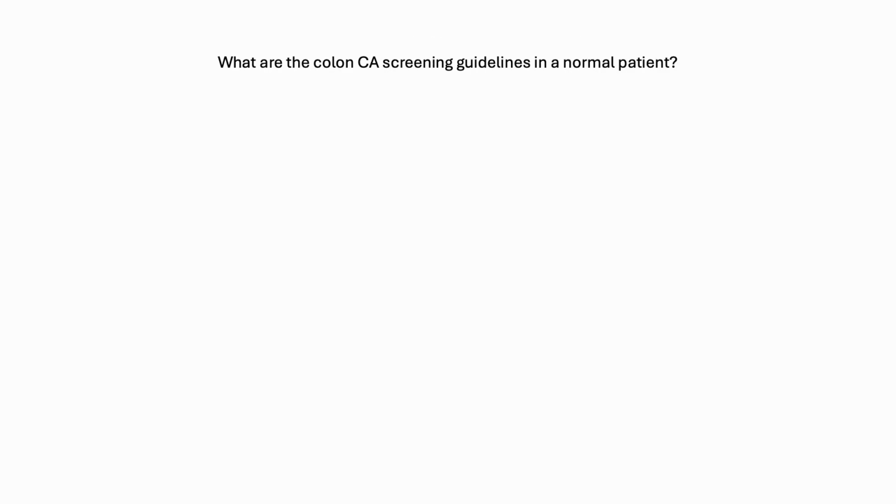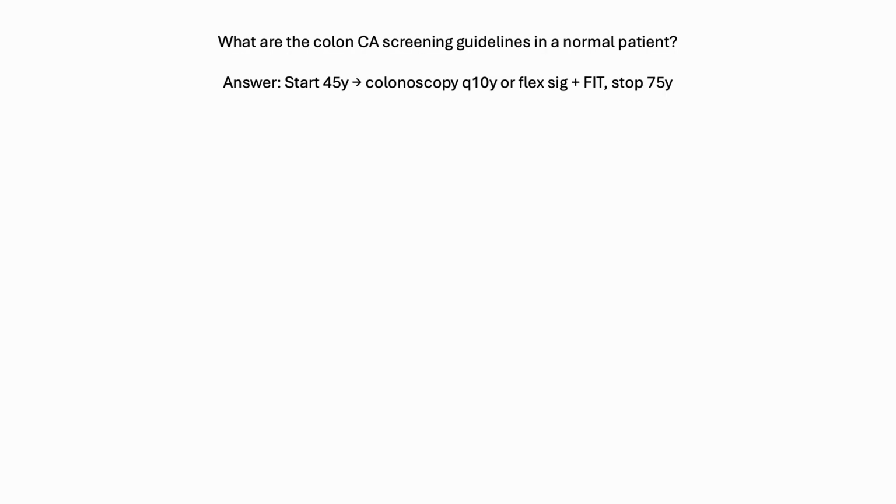What are the colon cancer screenings for a normal patient? What are these guidelines? Typically the CDC. So they say start at 45 years old, and we're going to be doing a colonoscopy every 10 years, or you can do a flexible sigmoidoscopy with a fecal blood test, or the FIT test, which is more for the globulin sensors. So you can do either one of those, and then typically we stop at about 75. So if they start at 45, they're going to do it again at 55, 65, and then maybe one more time at 75. So most patients are only going to have 3 maximum in their life.